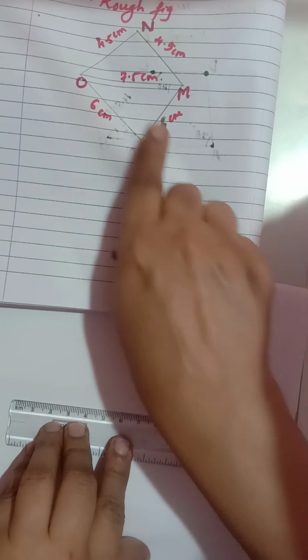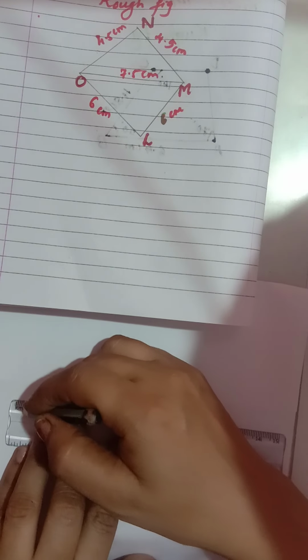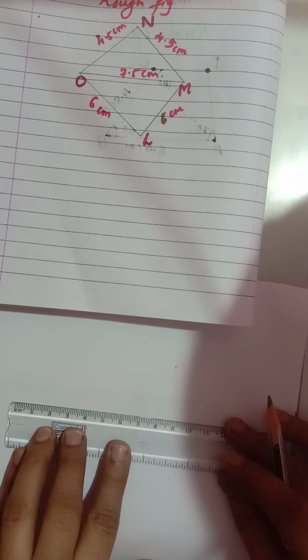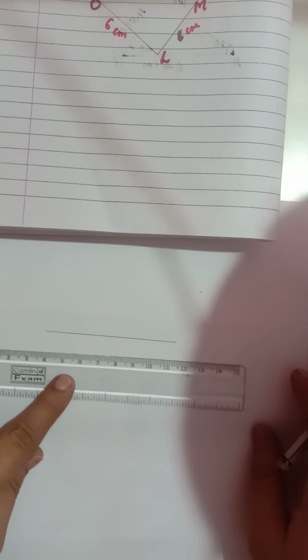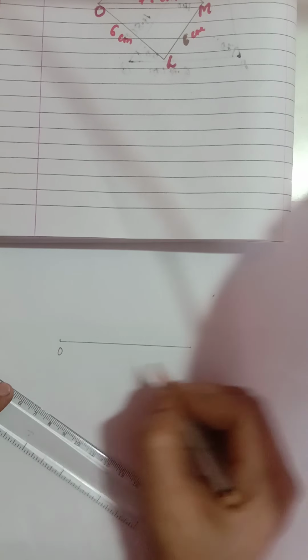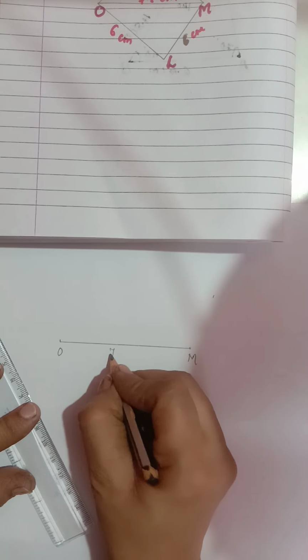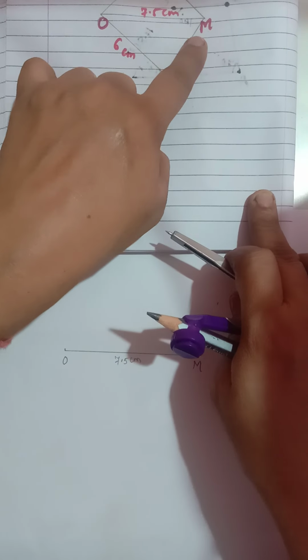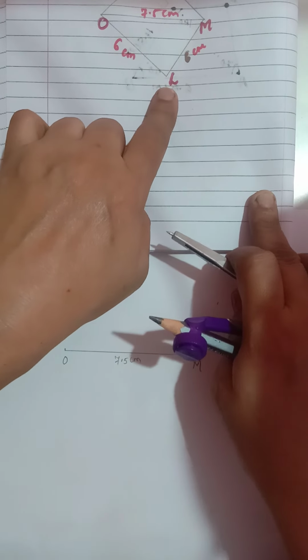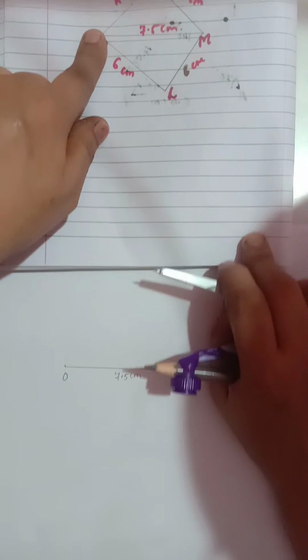Now see children, in this case, first we will draw OM, that is 7.5 cm. So this is your O, this is your M, 7.5 cm. Now you are writing this 7.5 cm. Now next step children, OM we have done. Now which two points, which two vertices of the quadrilateral are remaining? L and N.